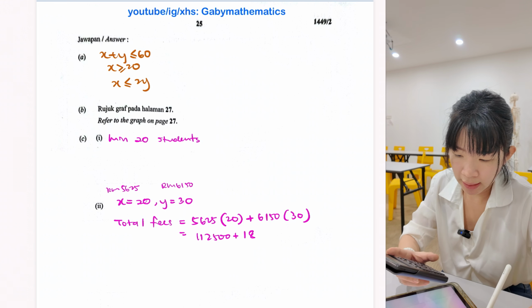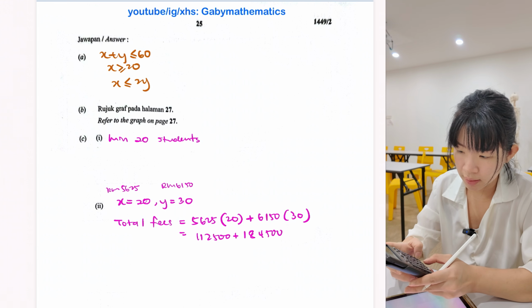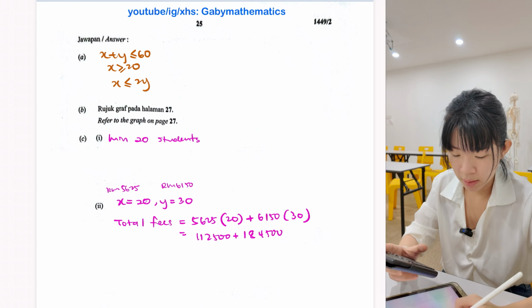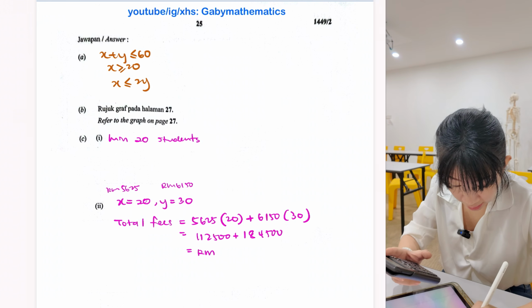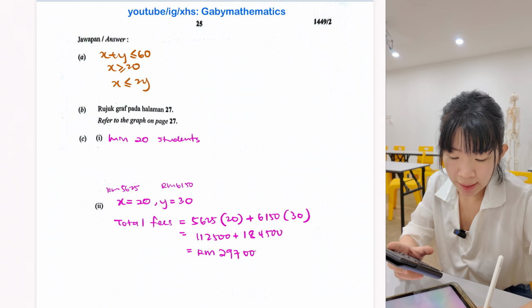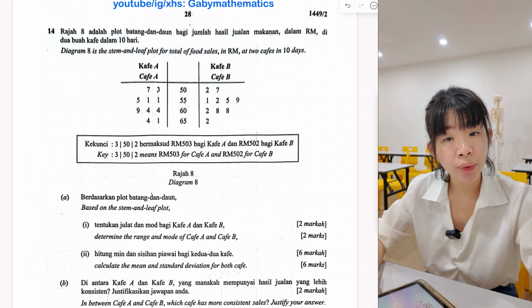So it's 184,500. Okay, add together. Okay, so the total fees is 297,000.